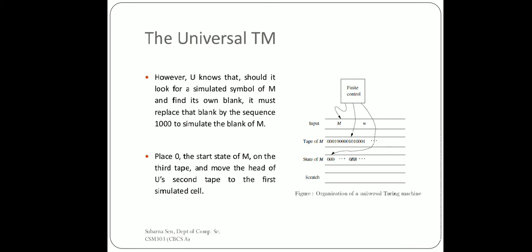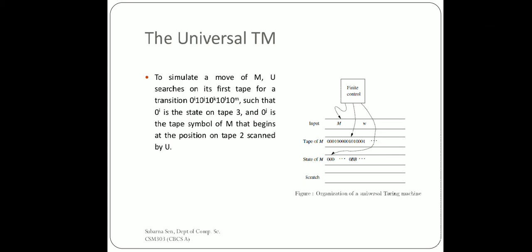And move the head of U's second tape to the first simulated cell. Why are we moving it to the first simulated cell? Because it is going to start processing, and the processing starts from the left hand side. That's why we have to move the control unit, or the pointer, towards the first simulated cell, so it can start processing there.